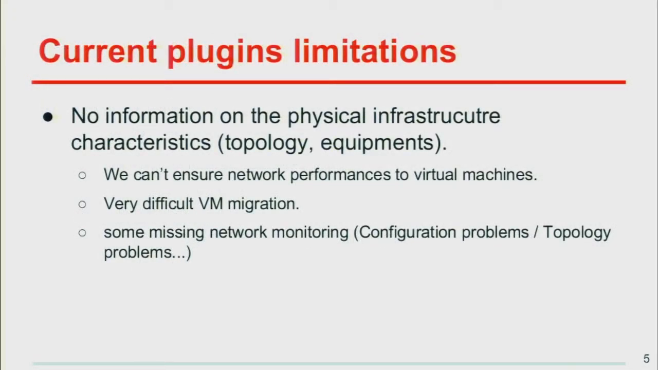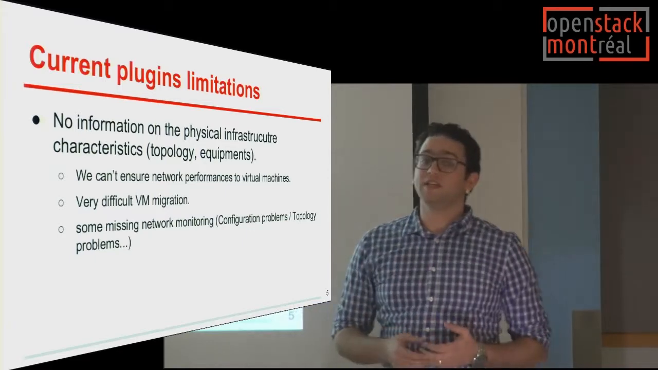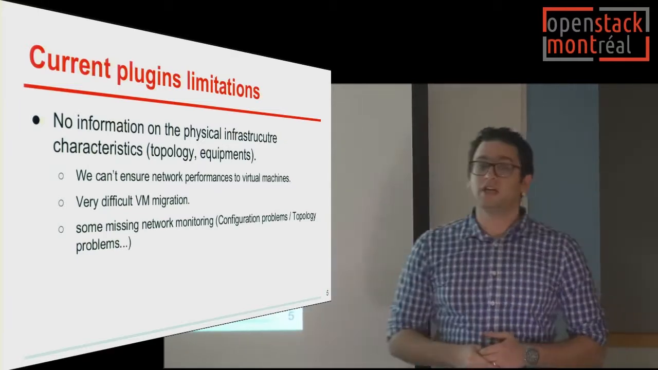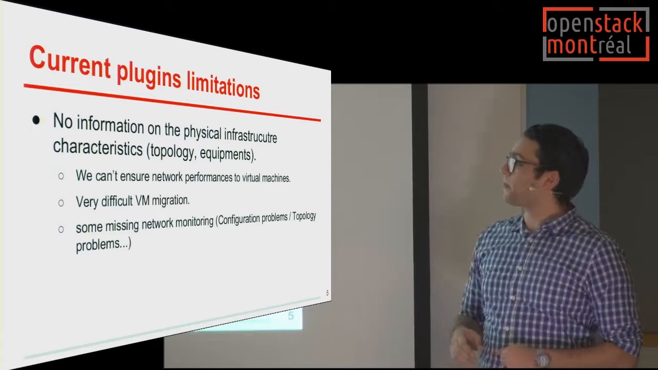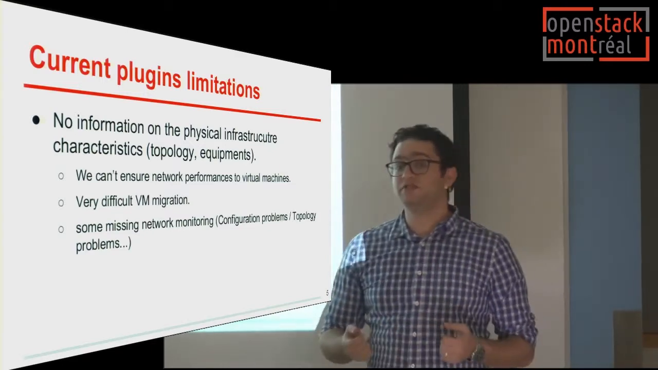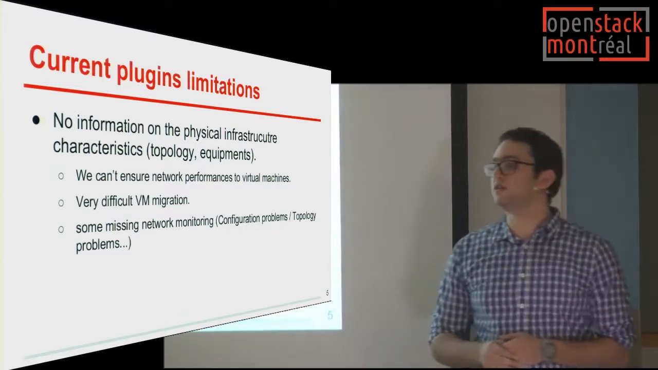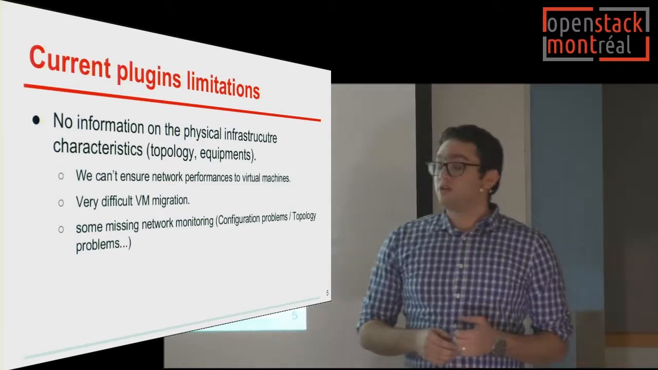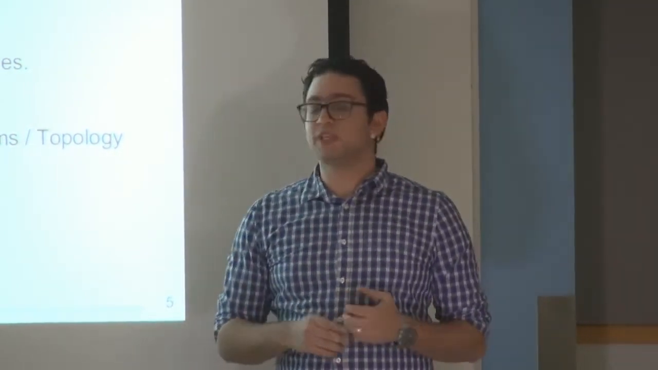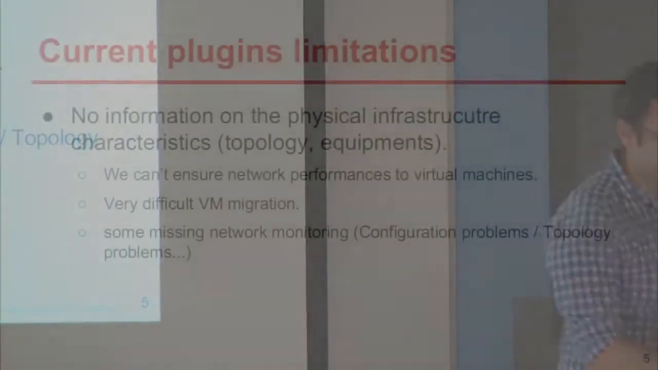There are many limitations for these Neutron plugins, because they don't provide any information about physical infrastructure characteristics like topology and equipment types, and it's for this reason that we can't ensure network performance for virtual machines. It's very difficult to do virtual machine migration, especially with legacy switches. Also, we are not able to do some monitoring tasks, like detecting configuration problems or topology problems or whatever.